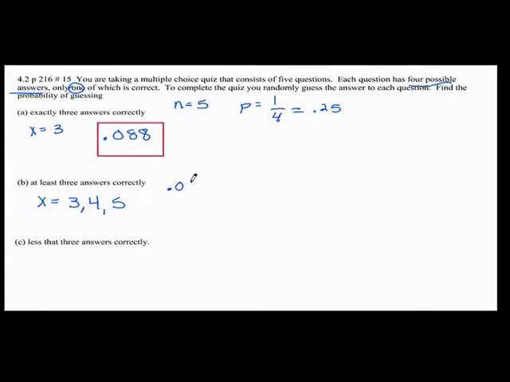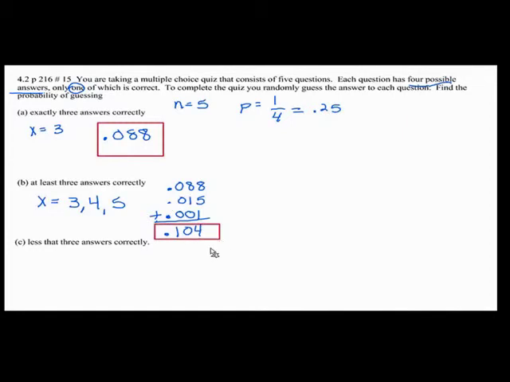In the table, we've got N is 5, P is 0.25, and we're adding together X is 3, which is 0.088, X is 4, which is 0.015, and X is 5, which is 0.001. So we're going to go back and add those together. 0.088, 0.015, 0.001. We add those together, we end up with 0.104. So that's the probability of getting at least 3 answers correctly.